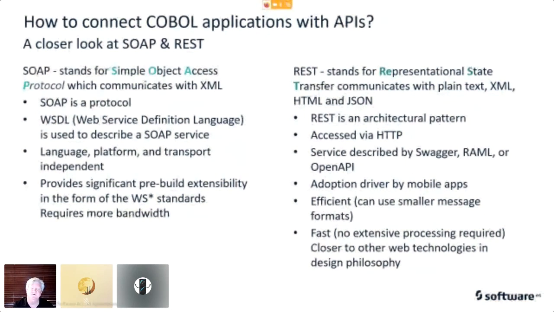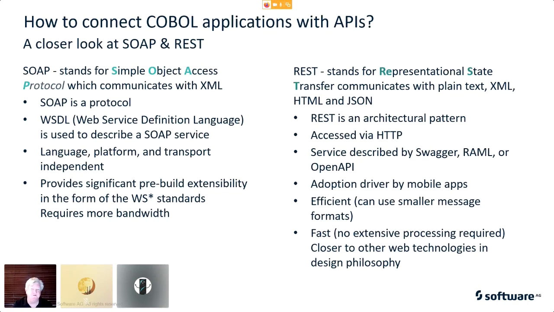It is flexible. I can do it with plain text. I can do it with XML. I can do it with HTML. I can do it with JSON. JSON's a much lighter weight, much easier way to communicate, a little bit easier to understand. So it's an architectural pattern. There isn't a defined protocol.